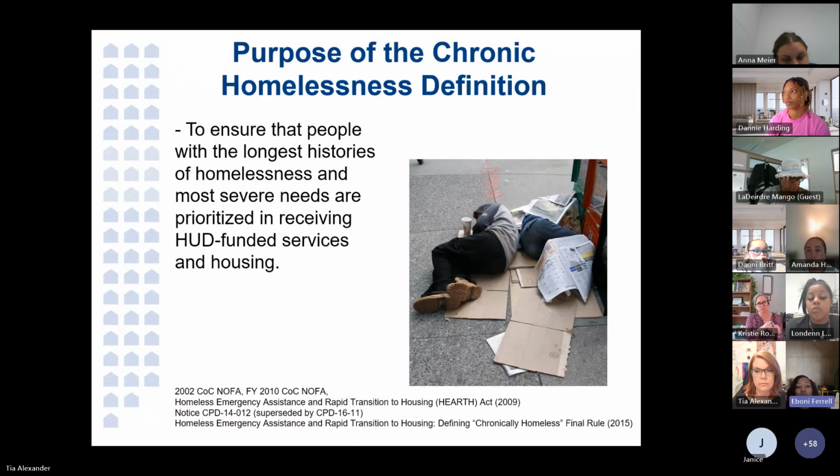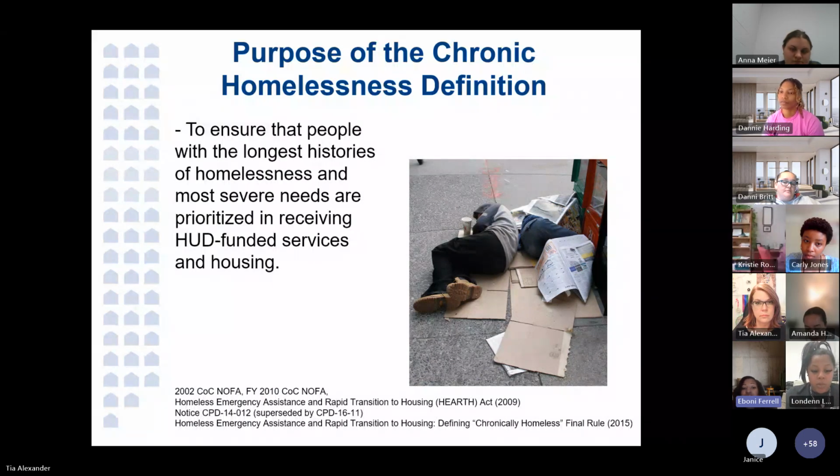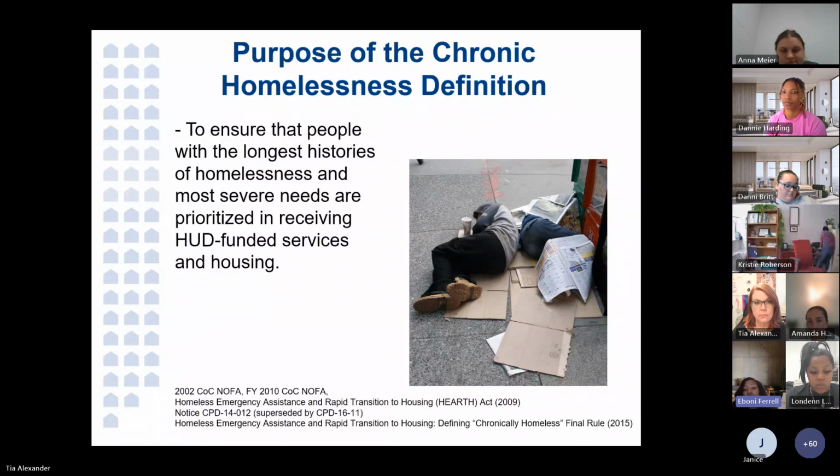So we'll start off with why HUD created the definition of chronic homelessness. They recognized that there was a population of hard-to-serve people who were spending long periods of time living in shelters or places not fit for human habitation. Defining who fits into this group helps to ensure that those with the longest history of homelessness and the most severe needs are able to be prioritized for housing resources.